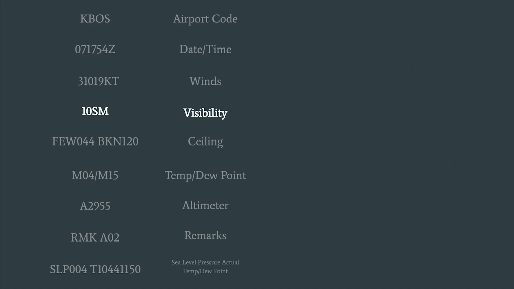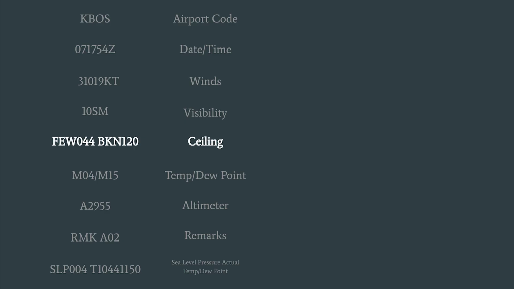The next piece of information is our visibility. If you remember from earlier, most weather stations will give you a max of 10 on a clear day. Sometimes it's 6, but in most cases it's 10. So if you see 10, that doesn't mean that the visibility is only 10 statute miles. It means that's the maximum that they're going to give you. So this was a clear day in Boston.